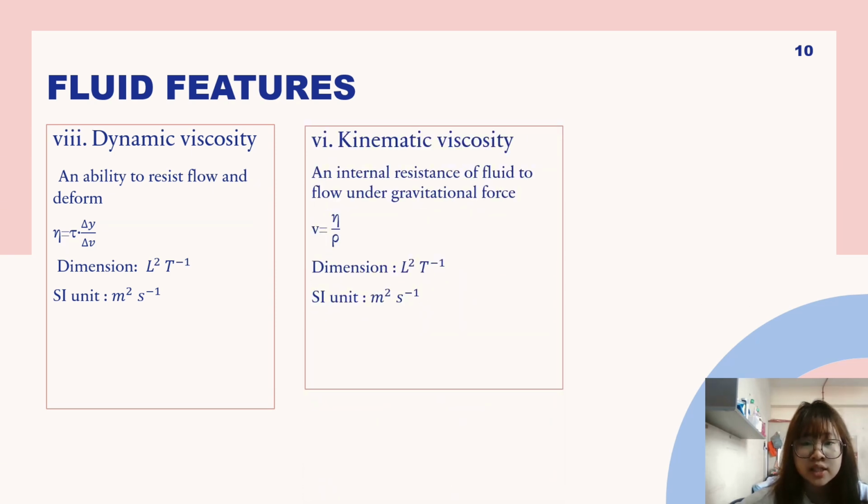Kinematic viscosity is an internal resistance of fluid to flow under gravitational force. Its formula is V equal to eta over rho. Dimensions can be written as L squared times T to the power of -1. SI unit is m squared per second.